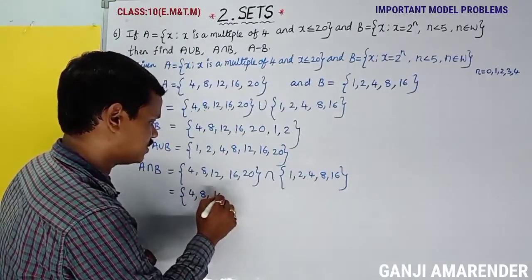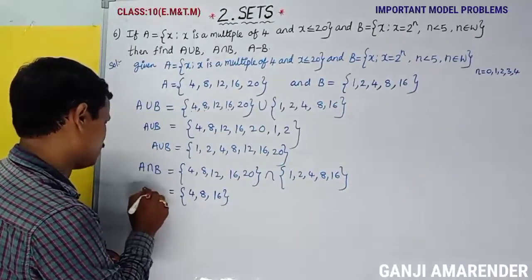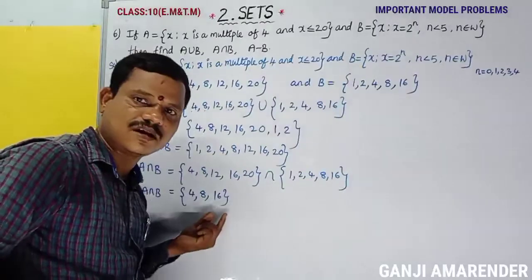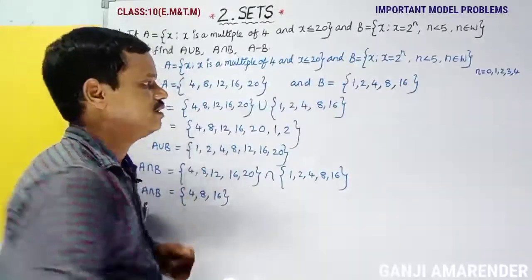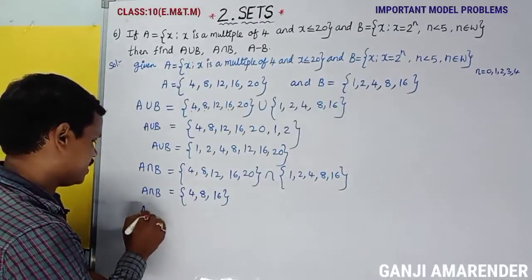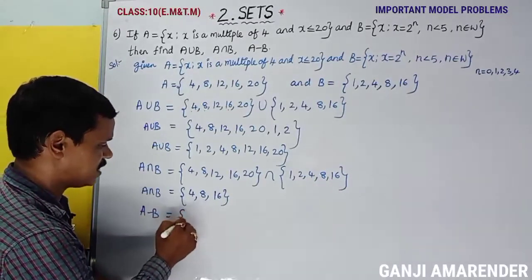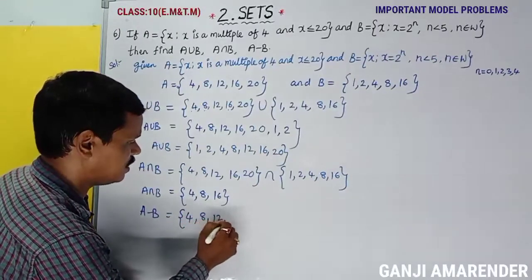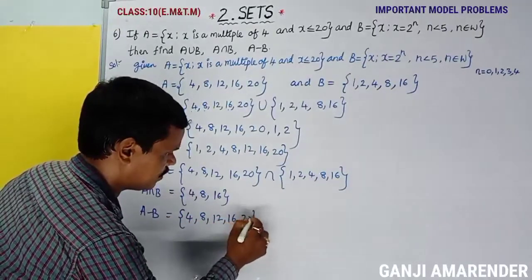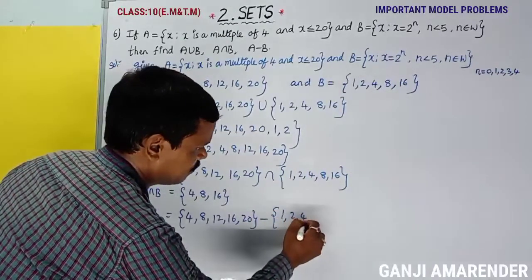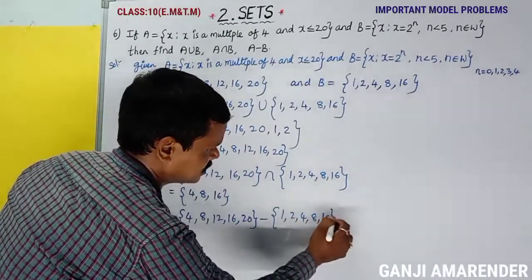16 is the common element, so A intersection B is the set {4, 8, 16}. These are the common elements in both sets A and B. Now next, A minus B. Write the set A. What is the set A? {4, 8, 12, 16, 20}. Minus B means {1, 2, 4, 8, 16}.